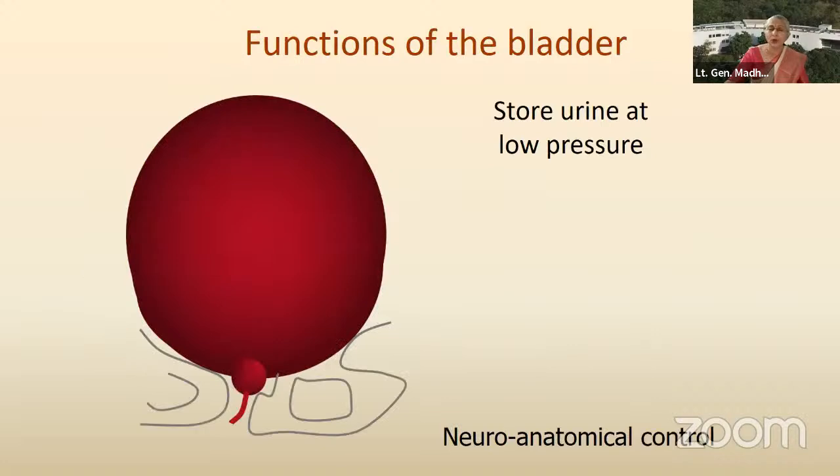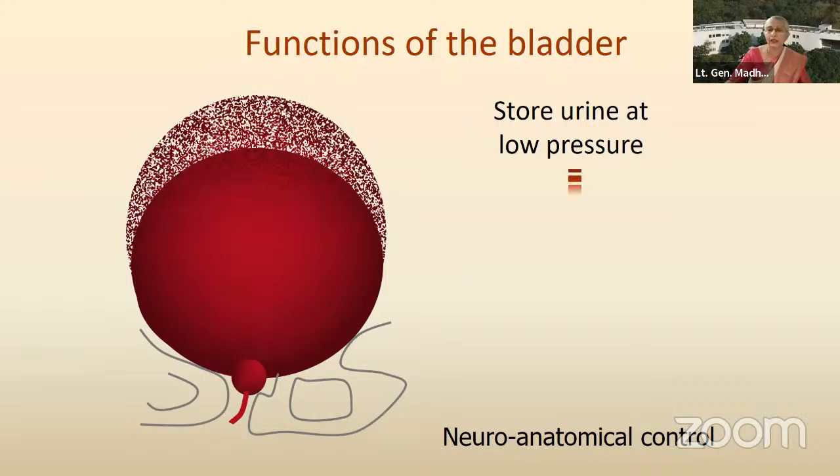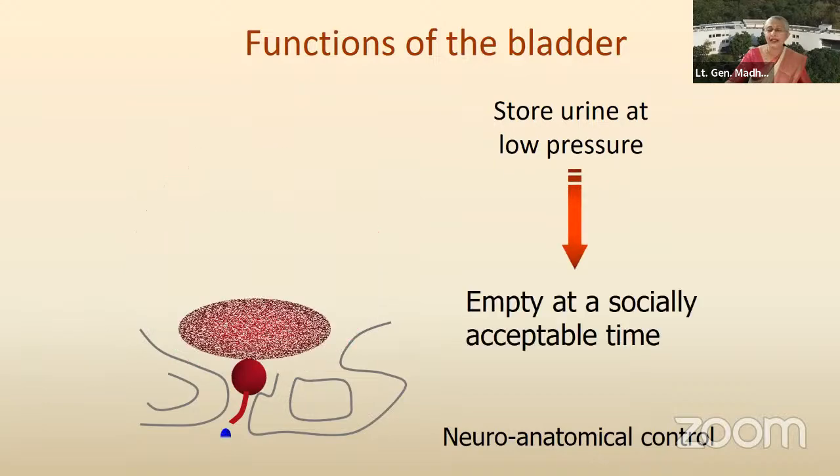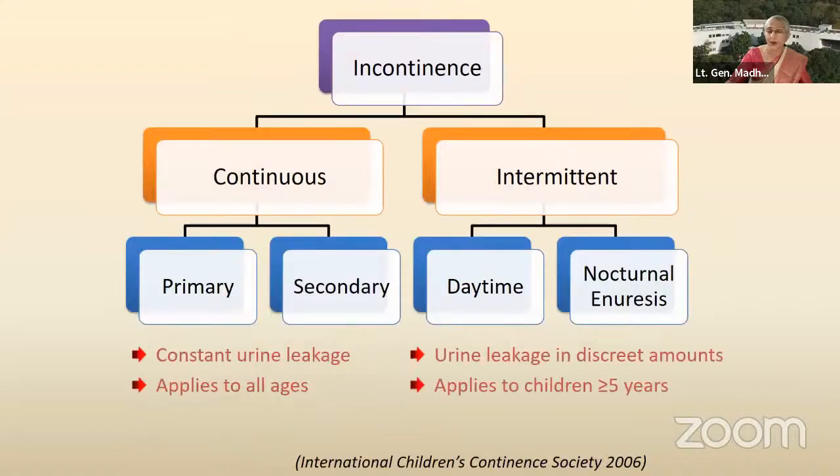So just to quickly recapitulate the functions of the bladder, it stores urine at low pressure, which is under good neuroanatomical control, and it is supposed to empty at a socially acceptable time and empty to completion with no post-void residues. But when this goes wrong for some reason, the child is wet. And that is in a broad term called incontinence.